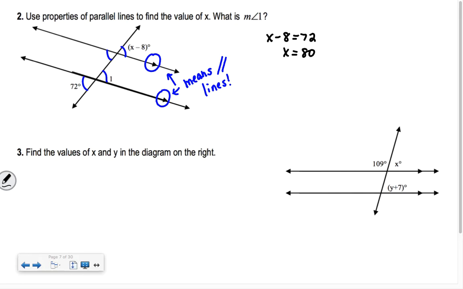I didn't even need to do this, did I? What's angle 1 have to be? Measure of angle 1 equals 72. How could I have gotten there without doing what I did?